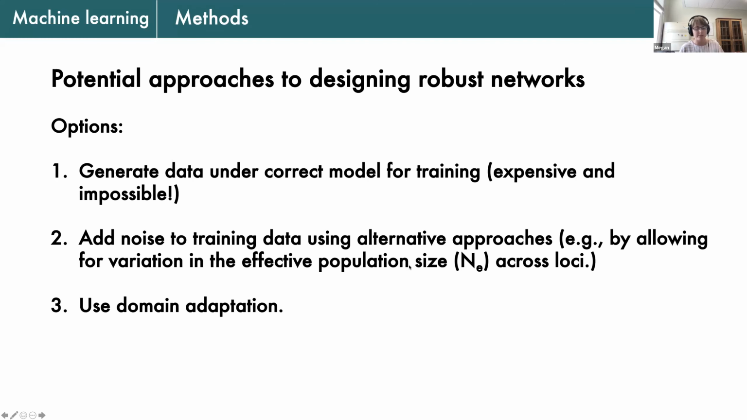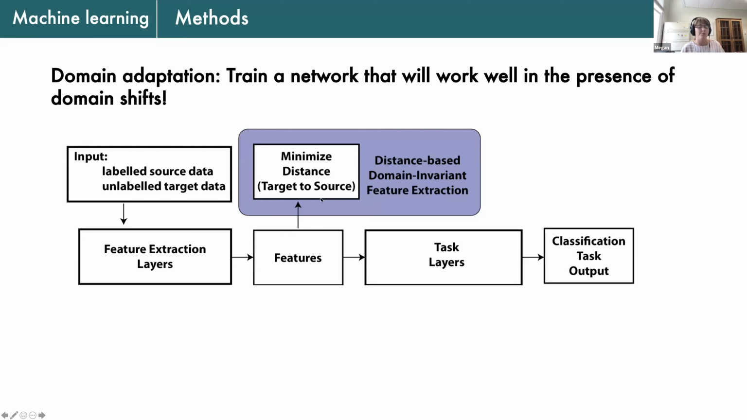To do domain adaptation, we're going to add additional layers. We could add what's called a distance-based domain invariant feature extraction layer, which sounds more complicated than it is. Essentially, all we do here is measure some distance between our training data and our empirical data, and try to minimize that distance. By doing this, we're trying to extract features that are invariant across our domains. And this should lead to a more robust classifier.